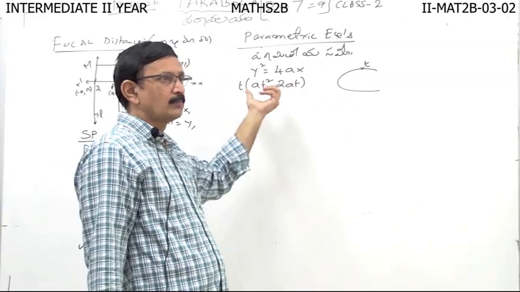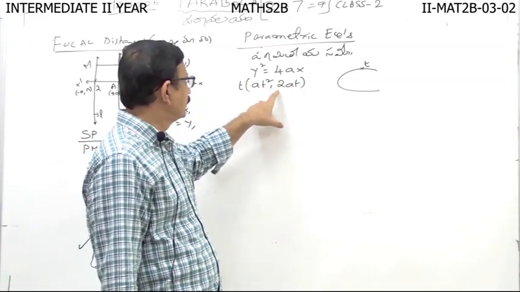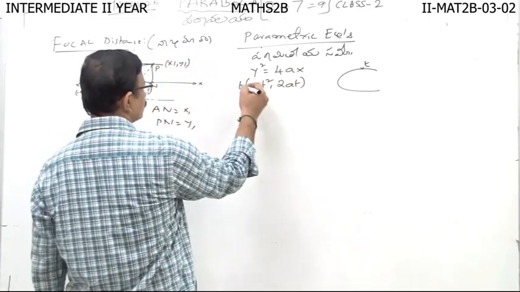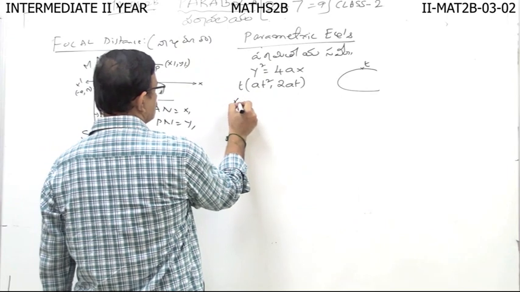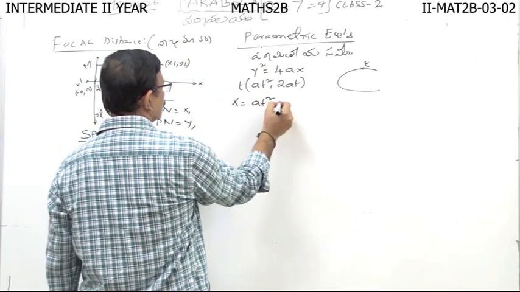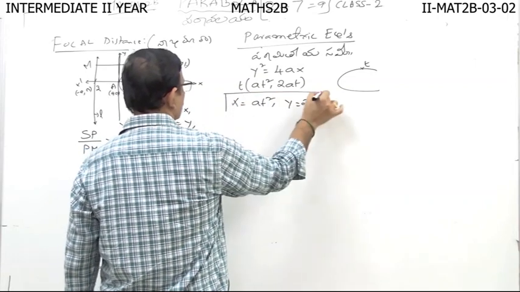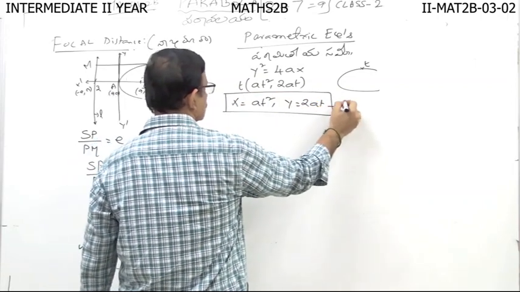We can assume one point, what is that? (at², 2at). Okay. Now from this one we can write x = at² and y = 2at. So these are called the parametric equations.